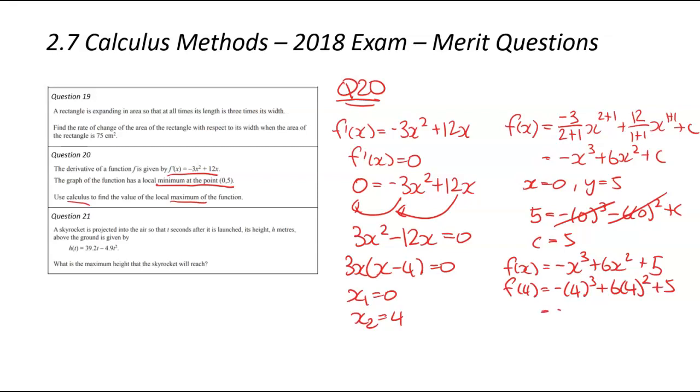So negative 4 cubed is going to be negative 64. 4 squared is 16. 16 times 6 is 96. So plus 96 plus 5. Put that all together, we're going to get 37. So we found the value of that. Let's simply say, therefore, the maximum is x is equal to 4, y is equal to 37, or (4, 37).